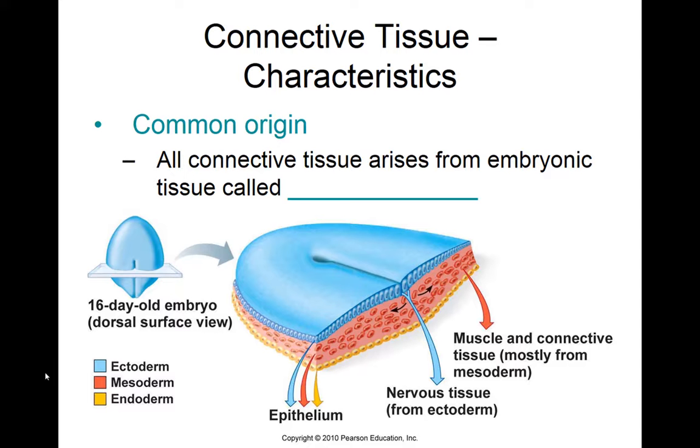All right. So it's called mesoderm, and so the type of tissue is called mesenchyme. So all of our connective tissues are going to arise from this middle layer called the mesenchyme. This is why blood is classified as a connective tissue, because it is coming from that mesenchymal layer.